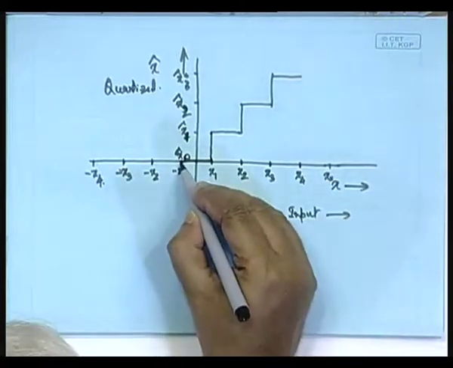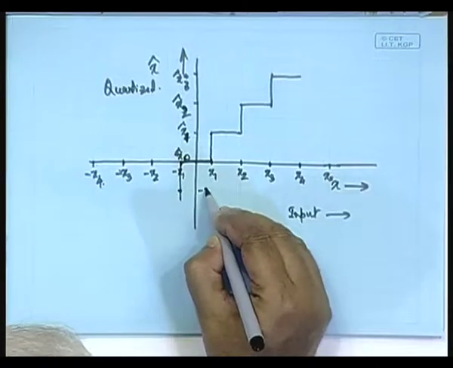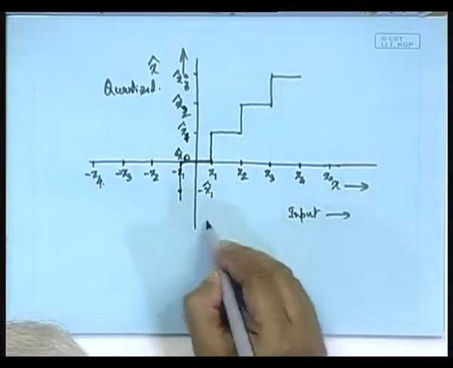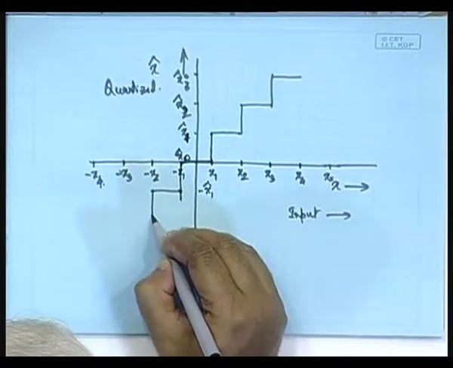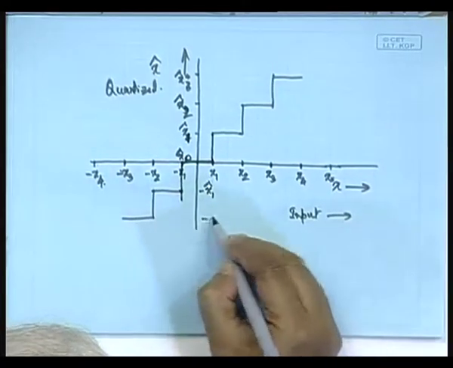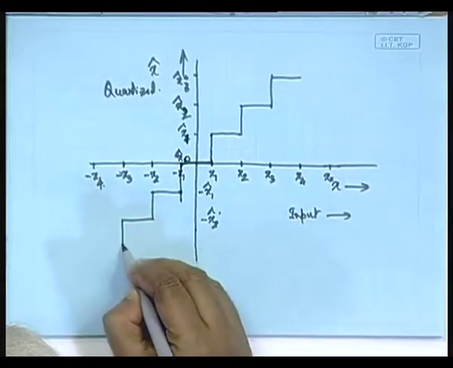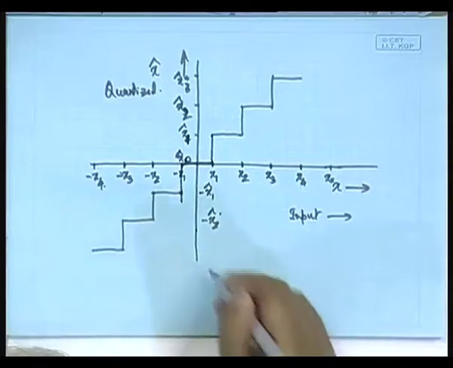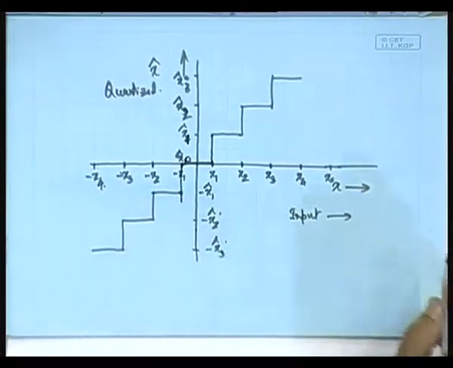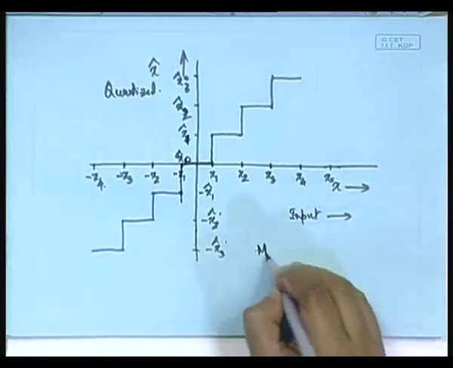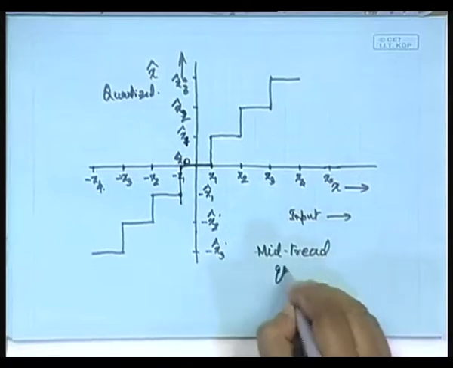Likewise, on the negative side also we can have minus x1 cap, then between minus x2 and minus x3 we can have minus x2 cap, between minus x3 and minus x4 we can have minus x3 cap, and so on. So, this essentially realizes what is called a mid-tread quantizer.